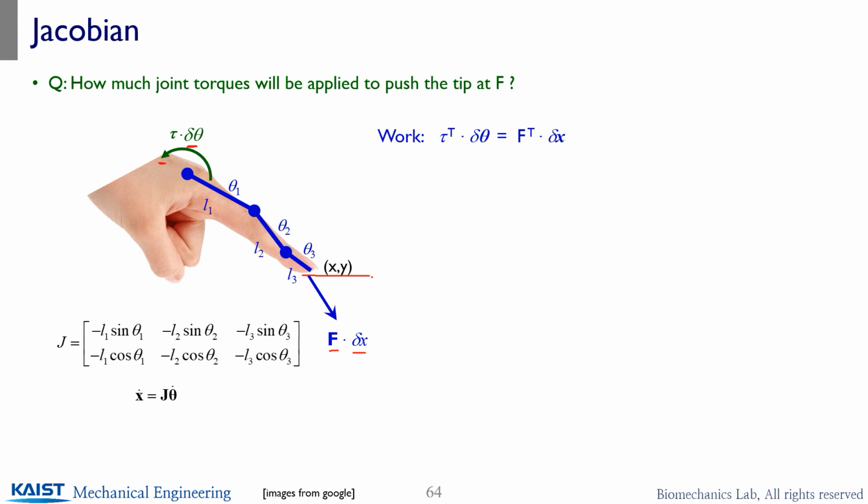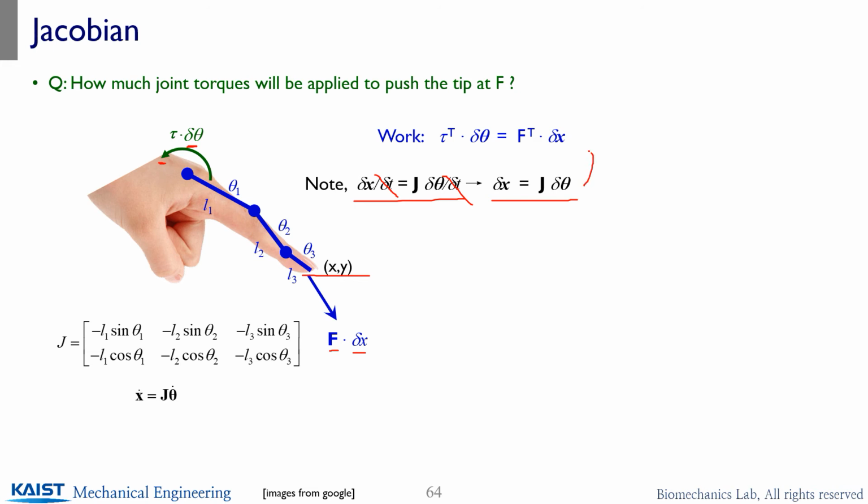Since this is supposed to be a static motion, your work will be conserved. So the work done by the torques will be the same as the work done by the force: torque multiplied by delta theta is the same as force multiplied by delta x. And note that your Jacobian can be used for relating the linear velocity and the angular velocity, like x dot equals J theta dot. You can just cancel delta t, and what I get is delta x in terms of the Jacobian and delta theta.